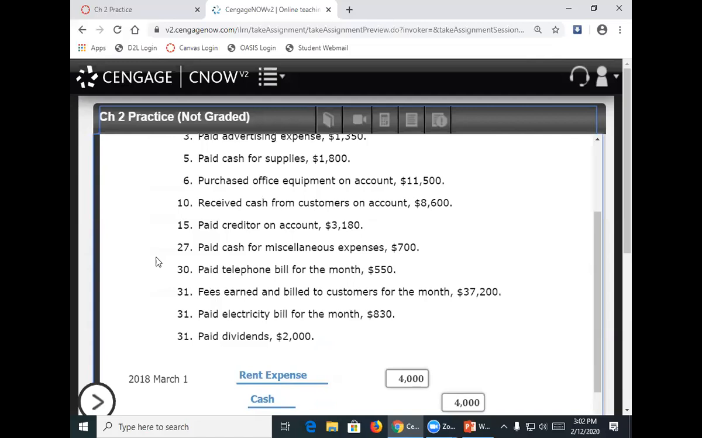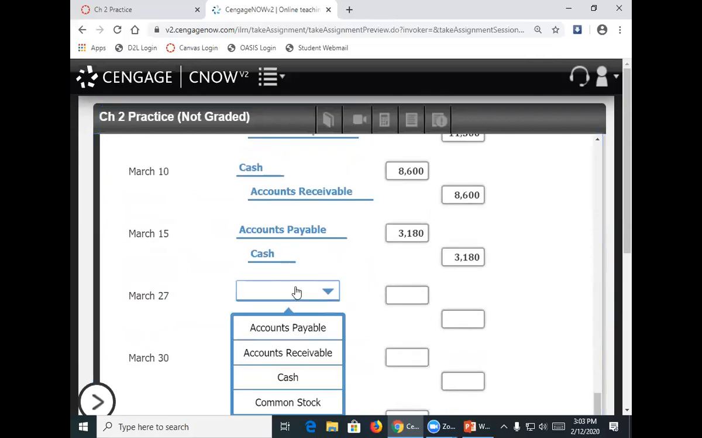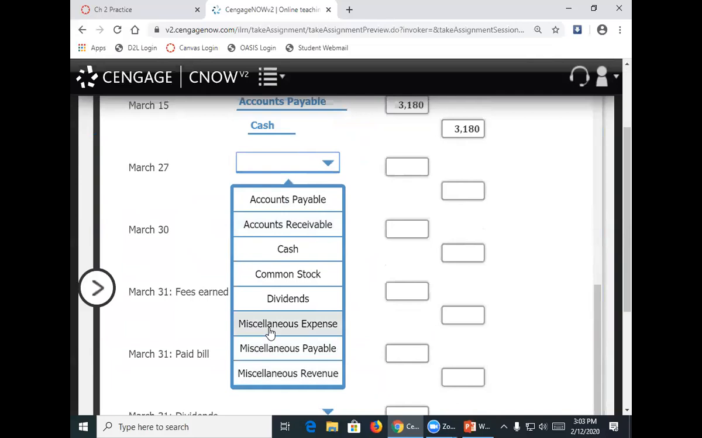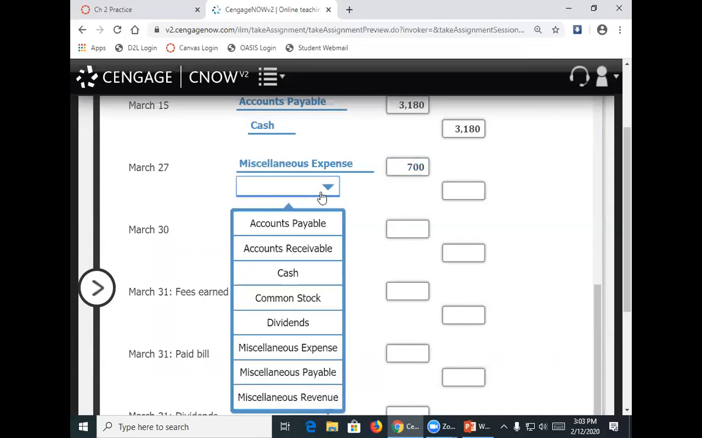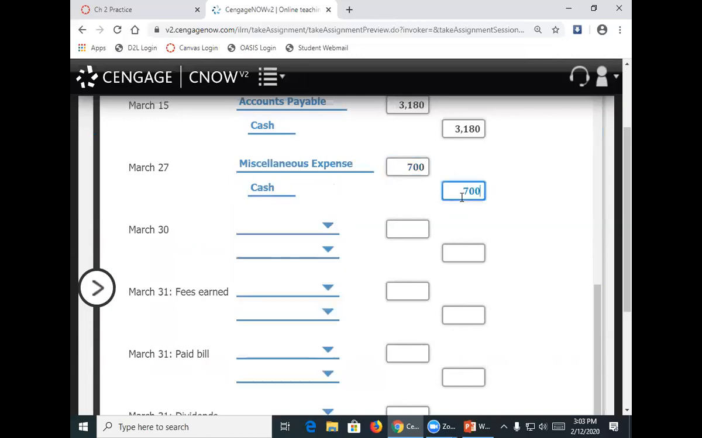Okay. The 27th, we paid cash for miscellaneous expenses. What two accounts are being affected there? Miscellaneous expenses and cash. Very good. Miscellaneous expenses, is it increasing or decreasing? Increasing. Expenses will always show as an increase. So miscellaneous expense will be debited. And cash, since we paid it, is credited. Cash is paid out the door, decreasing, credited.